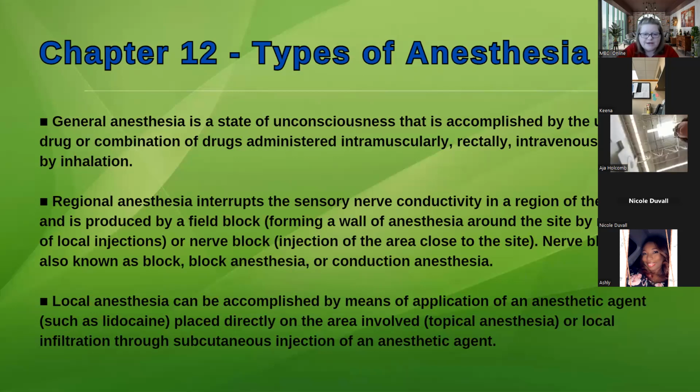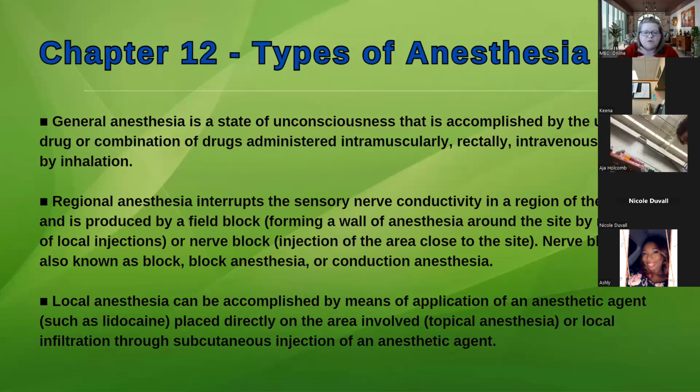Regional anesthesia interrupts the sensory nerve conductivity in a region of the body and is produced by a field block, forming a wall of anesthesia around the site by means of local injections or nerve block injection of the area close to the site. Nerve block is also known as block anesthesia, or conduction anesthesia.